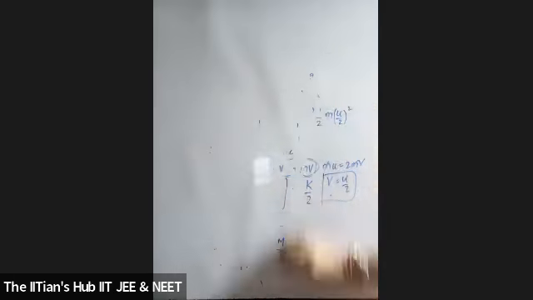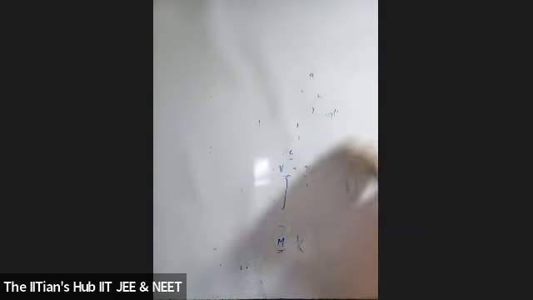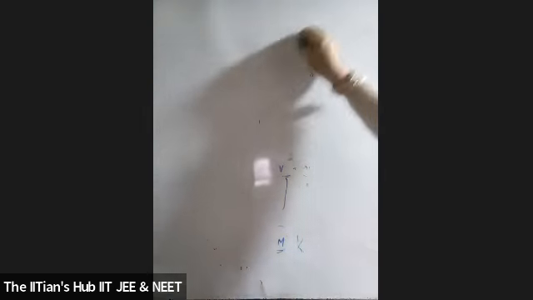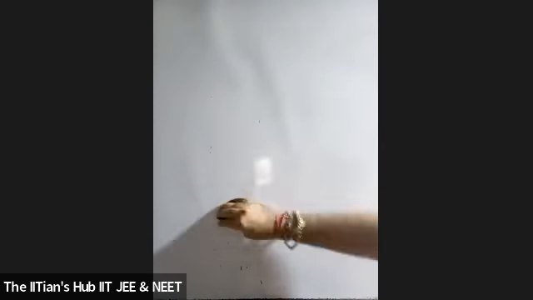ABC are placed on a smooth horizontal surface, students, such that the mass of A equals the mass of C, which is equal to 4 times the mass of B. Okay. So there are 3 balls given to you, students. B is in between A and C. That's what they've given to you, students.